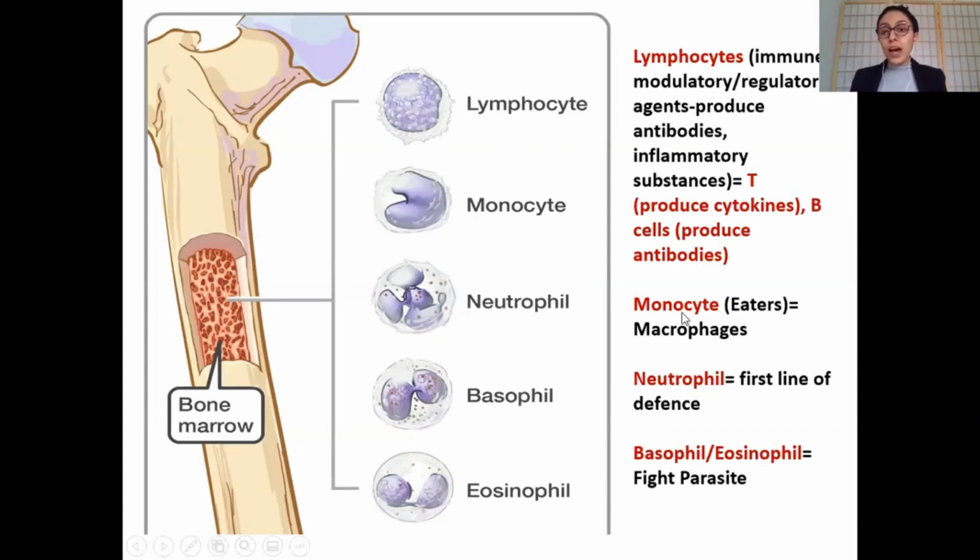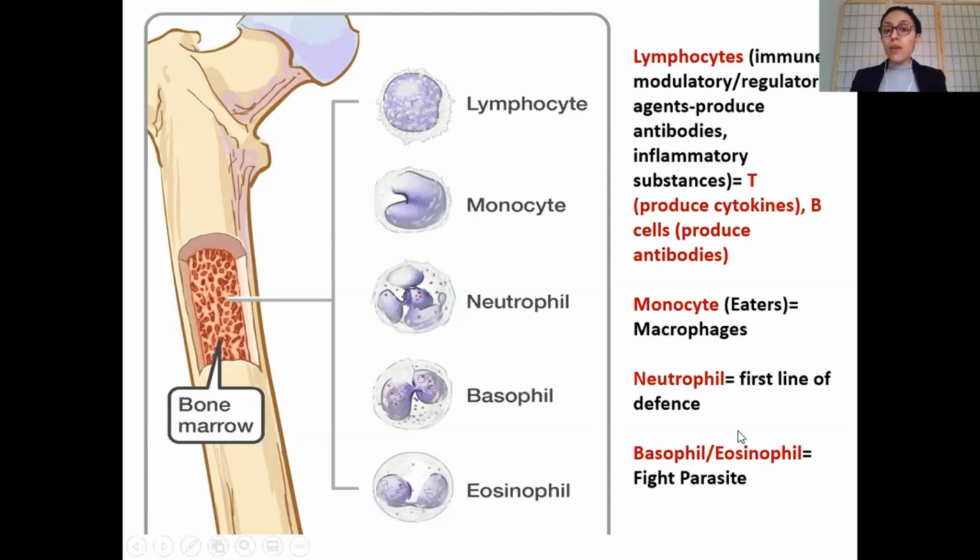Then the other thing you have in your immune system is your monocytes. I call them eaters because monocytes eat pathogens, they eat harmful bacteria. Their way of protecting the body is by eating the bad guys. So that's your monocytes. And when they eat something, they are called macrophages.